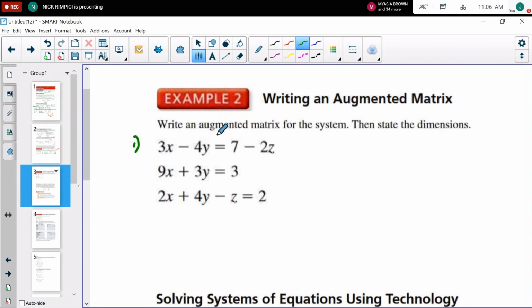Do you know how to bring it to the other side? Anybody have any ideas how to bring it over here? How do I get this? Yes. Okay. When I add it, I'm going to end up with 3x minus 4y plus 2z equals 7.